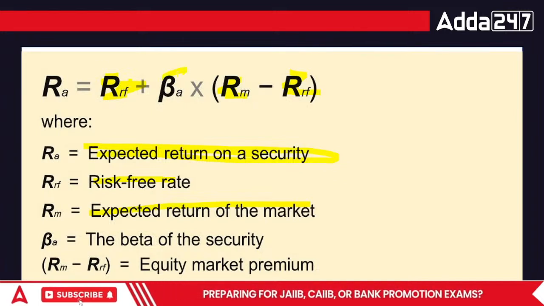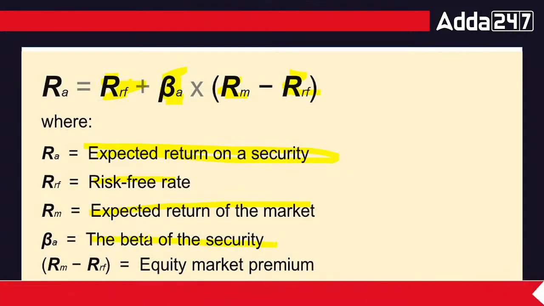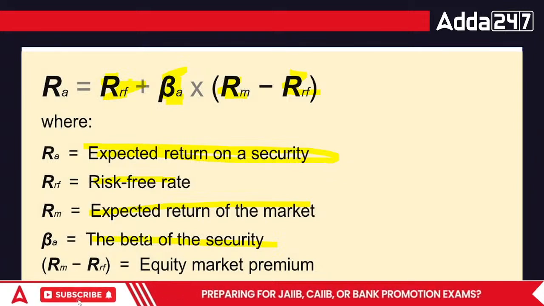This is sensitivity. Beta is the sensitivity of the security. Whether it's going up, whether it's going down, all those things have to be considered.